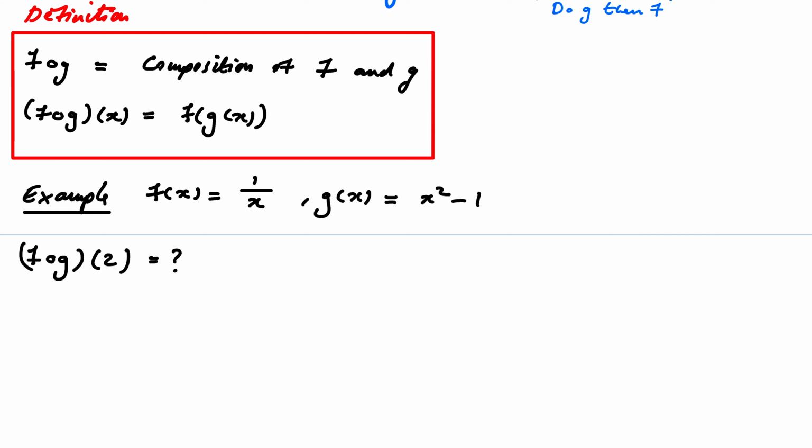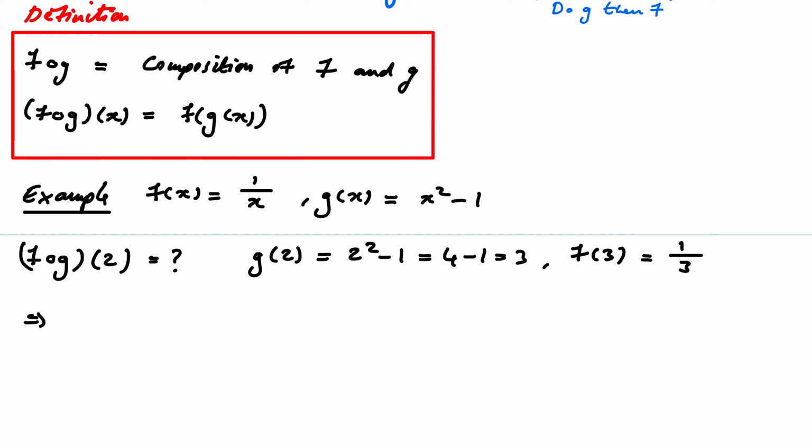That's the question. Well, the first thing I do is g. So g of 2 is equal to 2 squared minus 1, which is equal to 4 minus 1, which is equal to 3. And then 3, the output of g, becomes the input of f. So f of 3 is equal to what? It's equal to 1/3. So putting all this together tells me f composed with g of 2 is equal to what? It's going to be equal to 1/3.